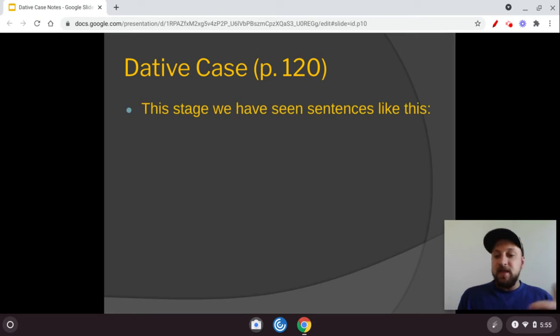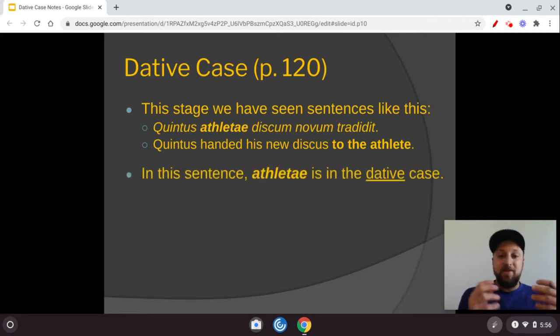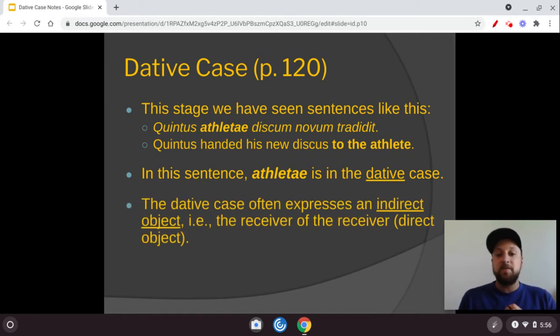This stage, we've seen sentences like this. So you might see a sentence like, Quintus athletae discum novum tradidit. And this sentence says, Quintus handed his new discus to the athlete. So in this sentence, athletae is in the dative case. And notice which ending expresses it is the ending -AE. That's part of what makes this a little bit tricky.